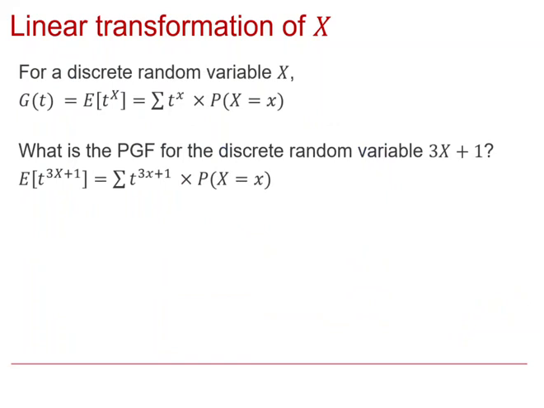We're going to have a look now and see how a probability generating function is affected when we look at a linear transformation for a random variable. So for our discrete random variable x, this is our definition for the generating function E of t to the x, which is this summation here. Remember that summation is over all the possible outcomes for x.